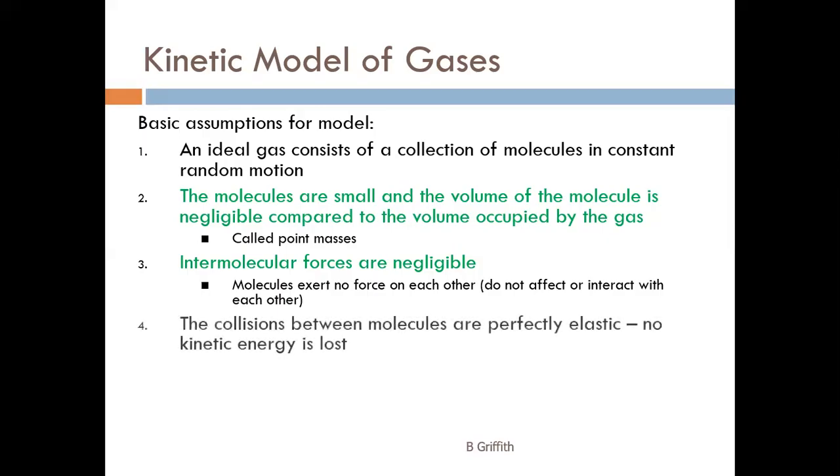Some other assumptions of our kinetic model is that collisions between our molecules are perfectly elastic. That means that if two molecules hit each other, there is no loss in kinetic energy. The exact same amount of energy that they hit each other with is the exact same amount of energy that they will move in their opposite directions with after the collision. So they are perfectly elastic and there's no loss in energy.